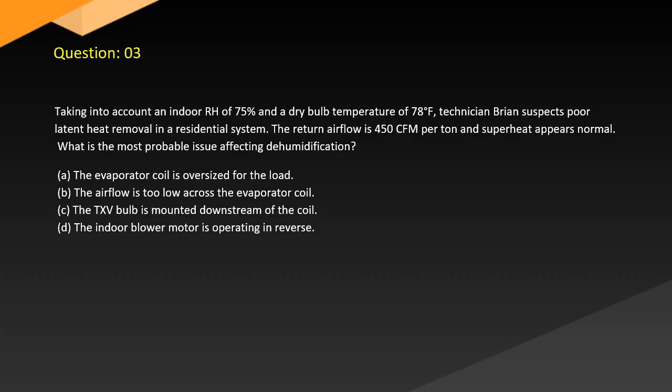Question 3. Taking into account an indoor RH of 75% and a dry bulb temperature of 78 degrees, technician Brian suspects poor latent heat removal in a residential system. The return airflow is 450 CFM per ton and superheat appears normal. What is the most probable issue affecting dehumidification?